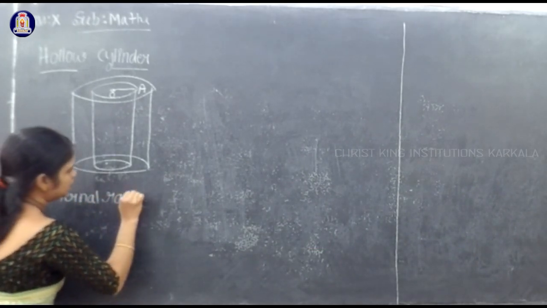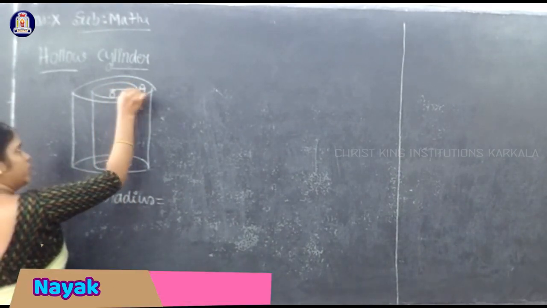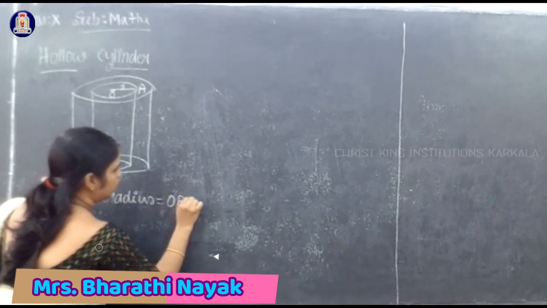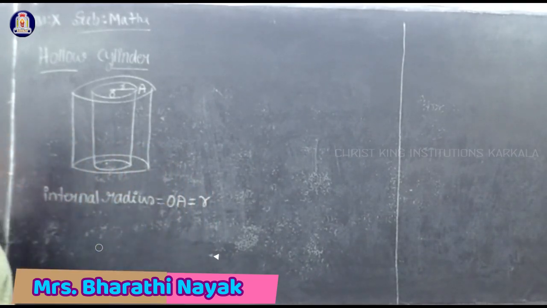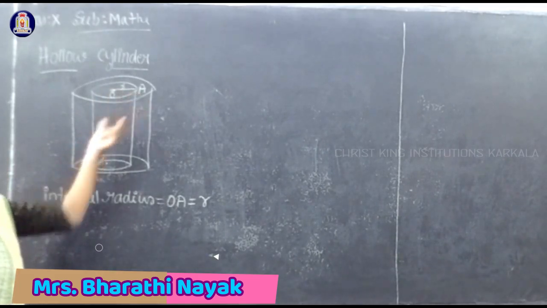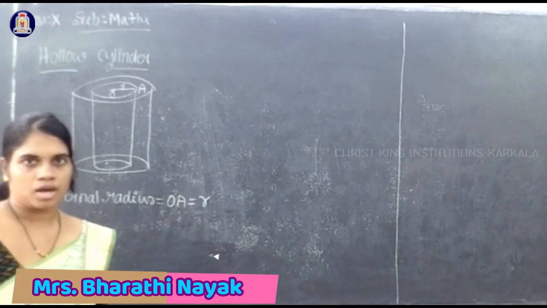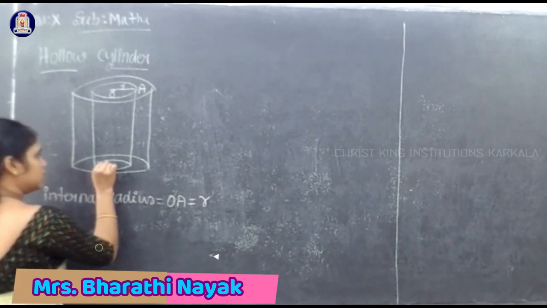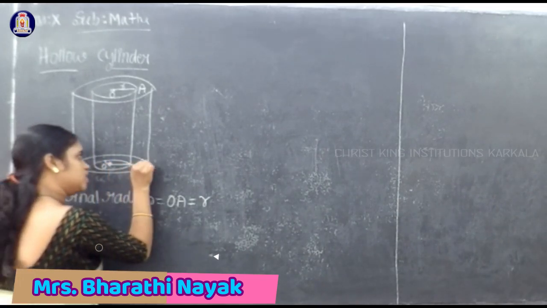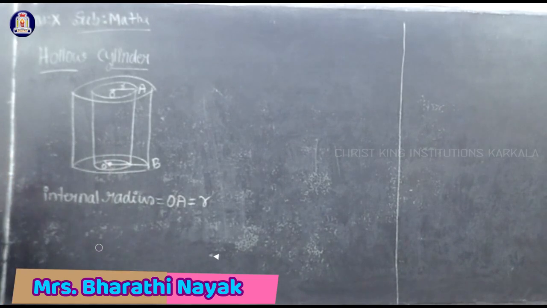So internal radius is nothing but I'll represent this OA by small letter r. OA is nothing but a small letter r. Understood now? This OA represents the internal radius, and I'll represent it by small letter r. Again, this is O dash. If I join this O dash with the outer region, I'll represent it by O dash B.